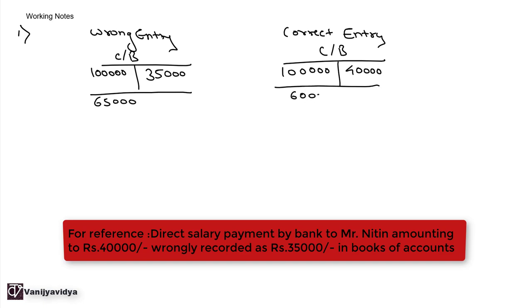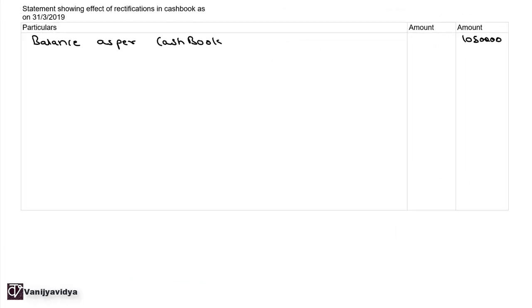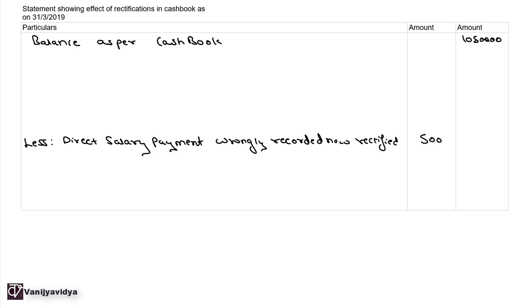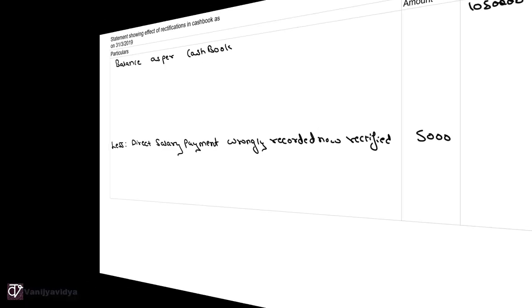Here it is 60,000. Now we have to rectify the entry. We are moving from wrong entry to correct entry. So we have to reduce 5,000 in the rectification statement. Let's do that. In the statement showing rectifications, less direct salary payment wrongly recorded, now rectified 5,000. Now the next transaction.